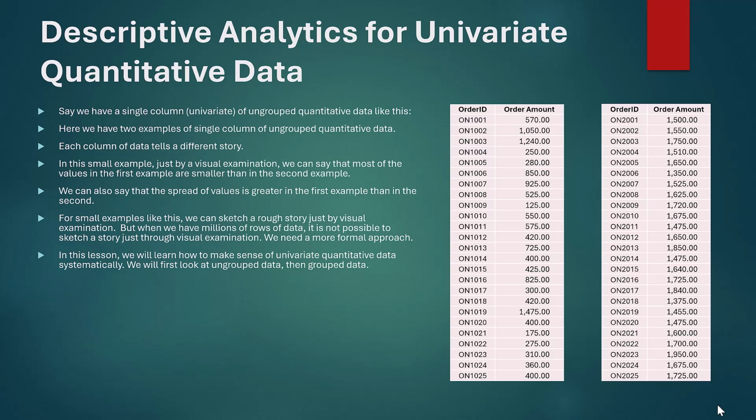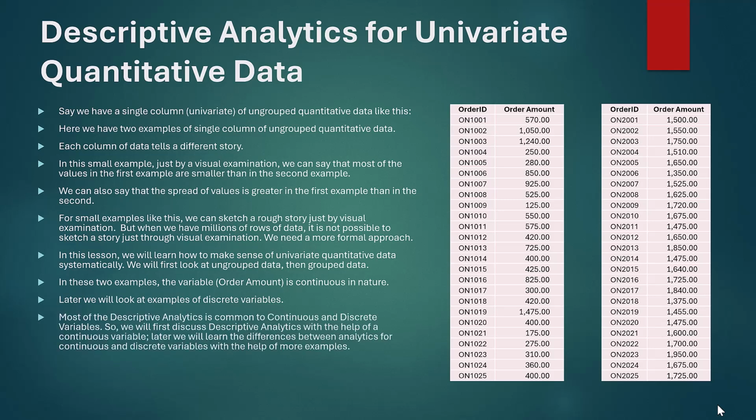We will first look at ungrouped data, then later we will learn how to group it, and then what to do with grouped data. And in this example, order amount is continuous in nature, but later we will look at examples of discrete quantitative variables as well. But most of the descriptive analytics is common to both continuous and discrete. So even though in this example we have continuous data, we will also be learning about descriptive analytics for discrete data because there are some common things to both. But later we will look at examples of discrete data and see the differences.